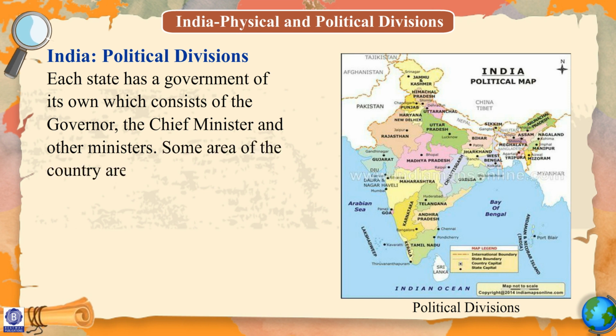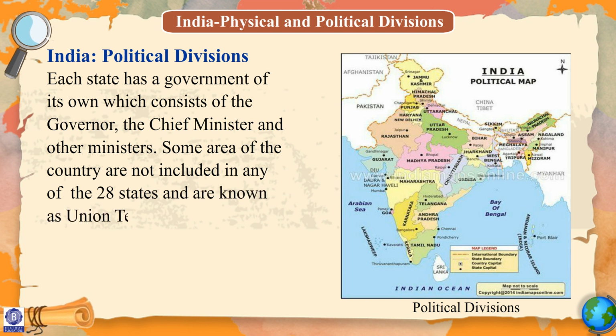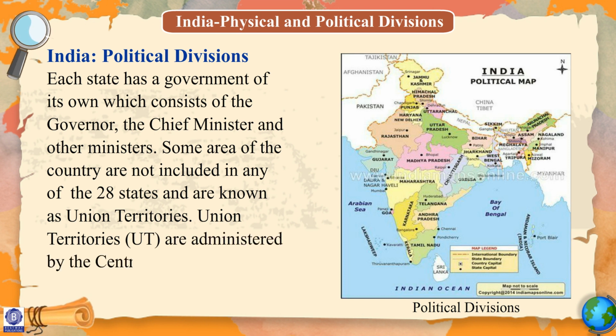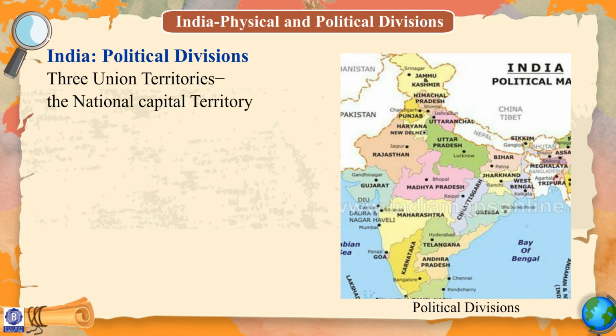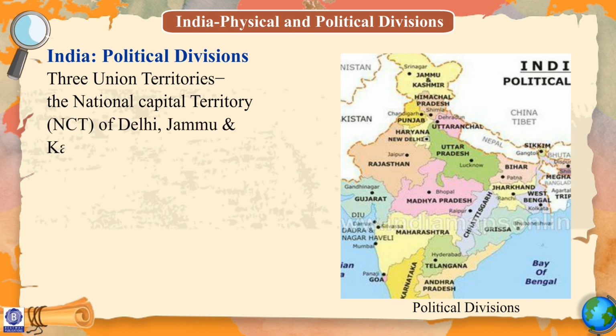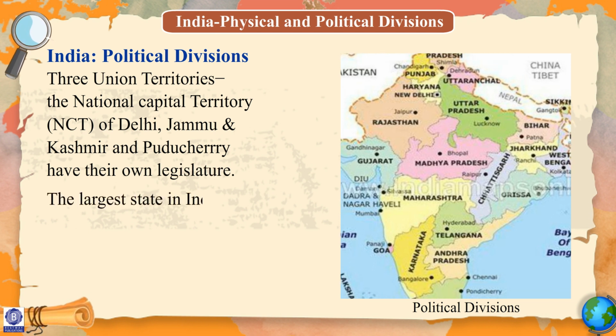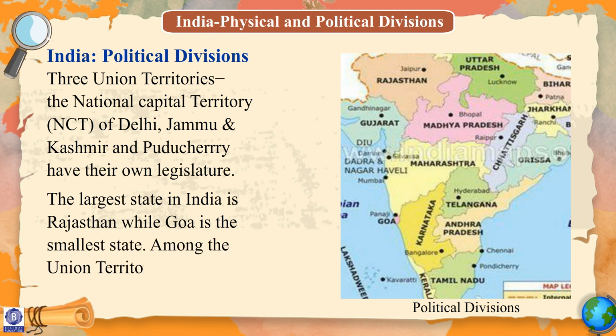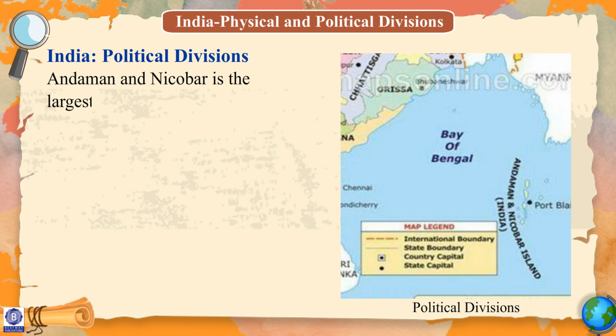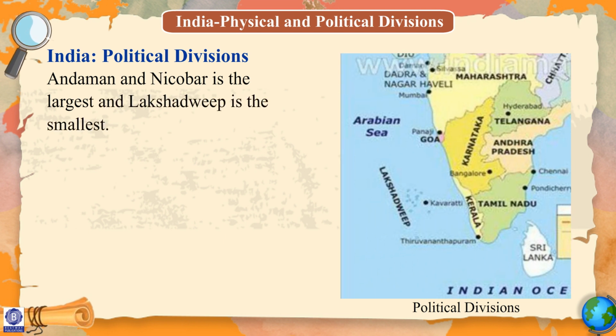Some areas of the country are not included in any of the 28 states and are known as Union Territories. Union Territories, UTs, are administered by the central government. There are 8 Union Territories in India. 3 Union Territories, the National Capital Territory of Delhi, Jammu and Kashmir, and Puducherry, have their own legislature. The largest state in India is Rajasthan, while Goa is the smallest state. Among the Union Territories, Andaman and Nicobar is the largest and Lakshadweep is the smallest.